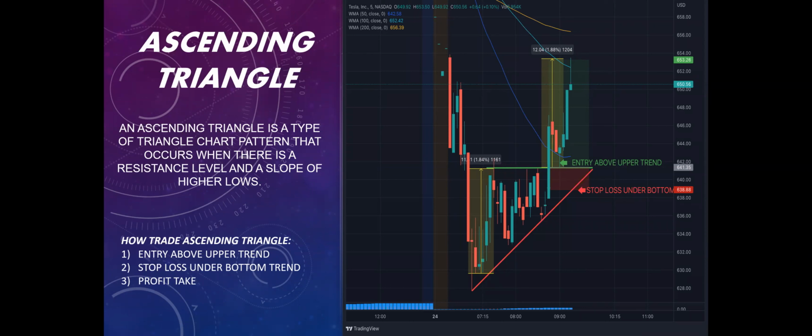For the profit target, you measure from the resistance to the bottom of the support. You should see the same move again once you break out. So this one right here was an 11-point move, or 1.8%. We saw the exact same thing, a 12-point move, or 1.88%.